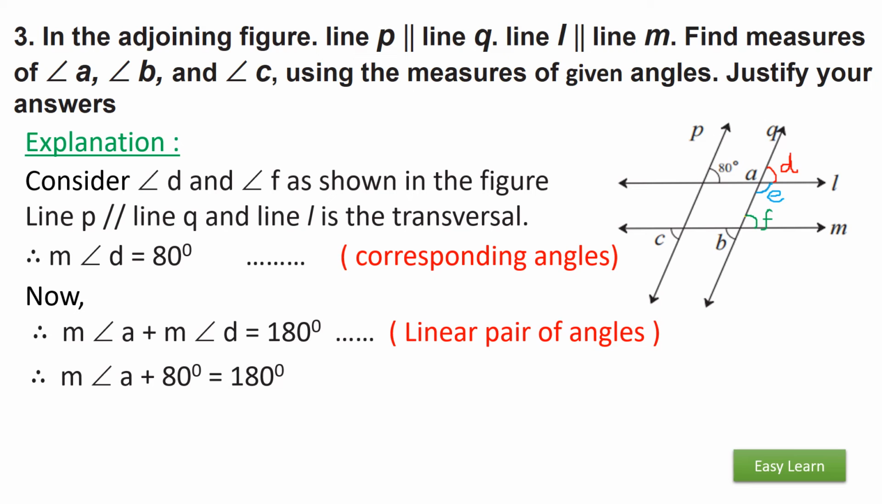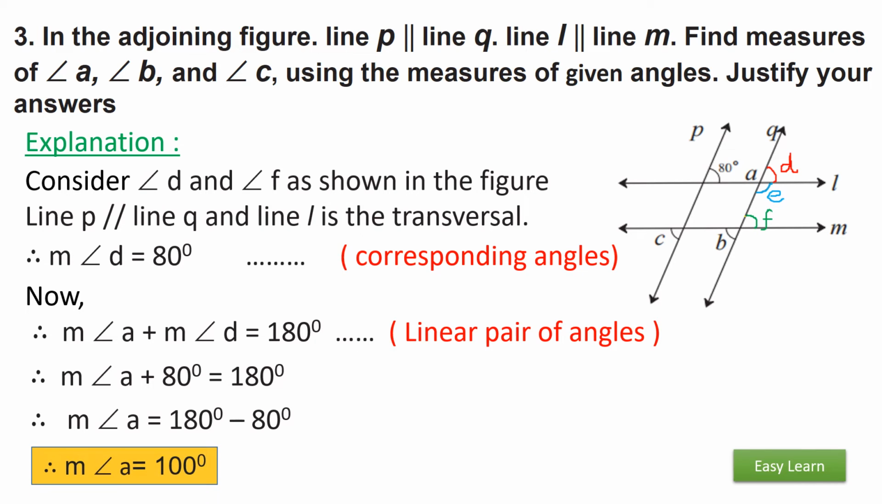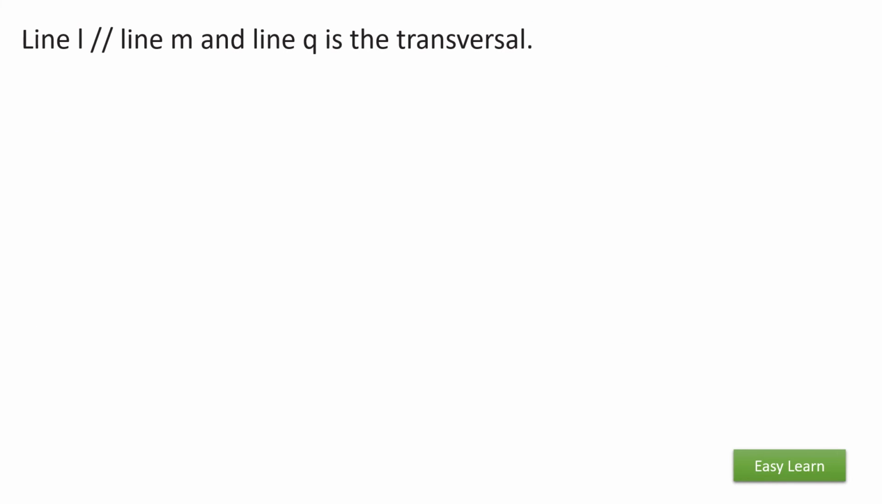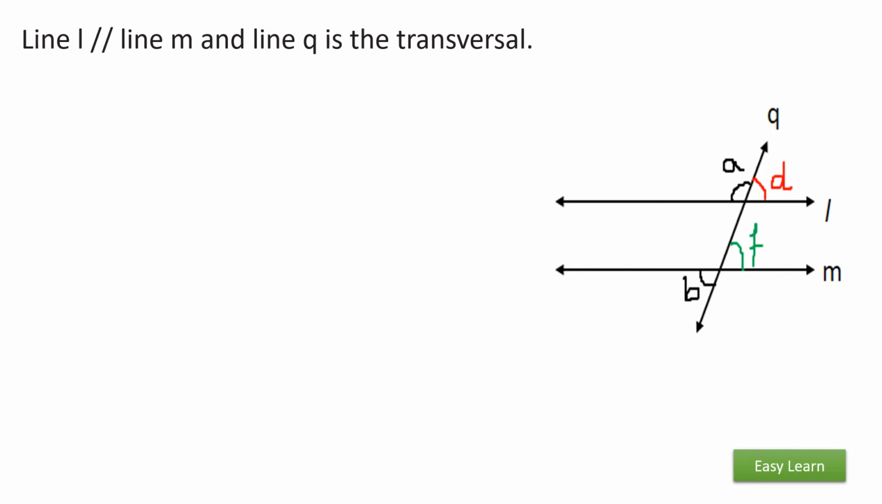Therefore, measure of angle A plus 80 degrees is equal to 180 degrees. Therefore, measure of angle A is equal to 180 degrees minus 80 degrees. Therefore, measure of angle A is equal to 100 degrees. Line L and line M are parallel. Line Q is a transversal.